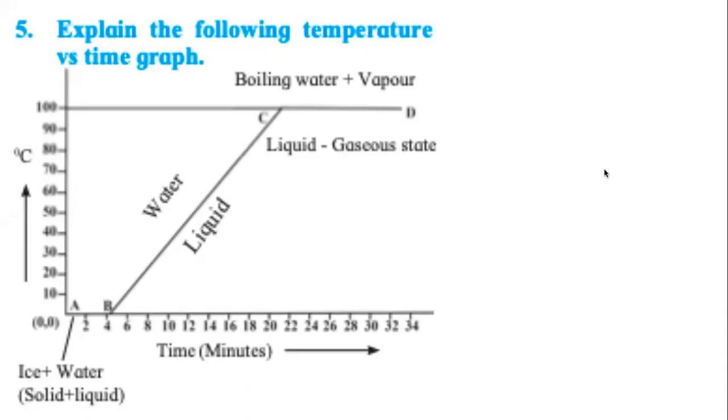Now, very important, when you are writing this answer, you will not write paragraphs. You will not write stories. You will answer this in 4 points. You will tell first point, what is happening in the first part. Then you will tell what is happening in the second part. Then you will tell what is happening in the third part. And finally, you will tell what is happening in the fourth part. That is all. 4 points, nothing less, nothing more.